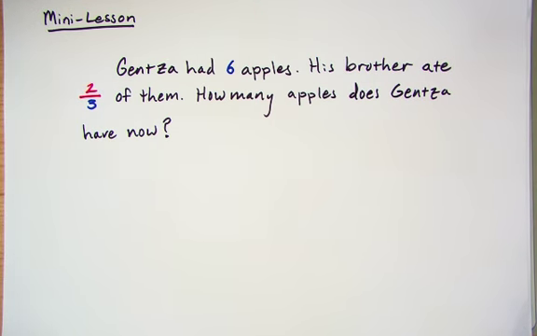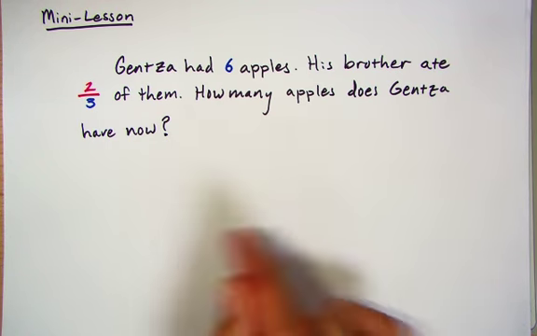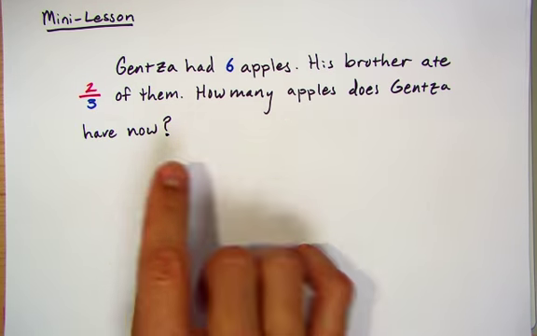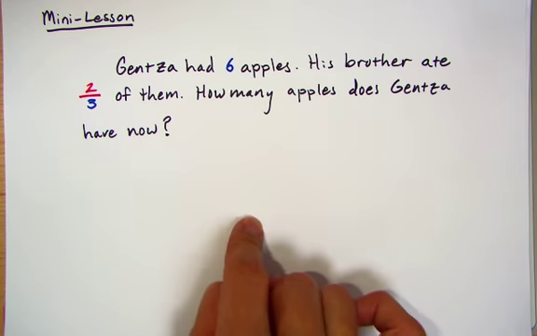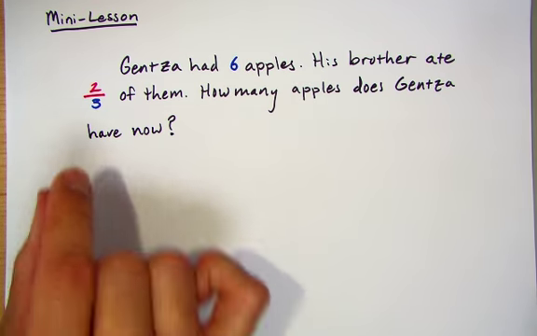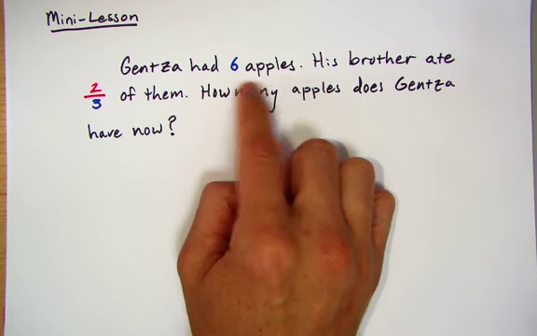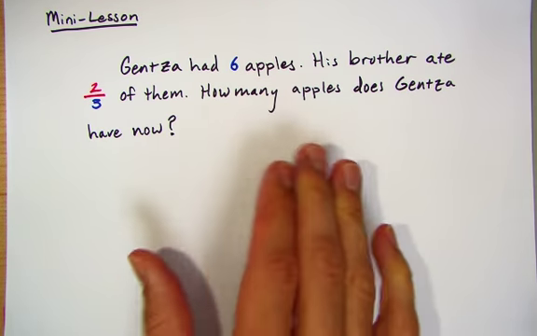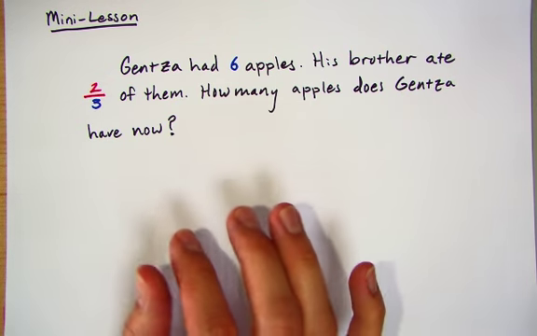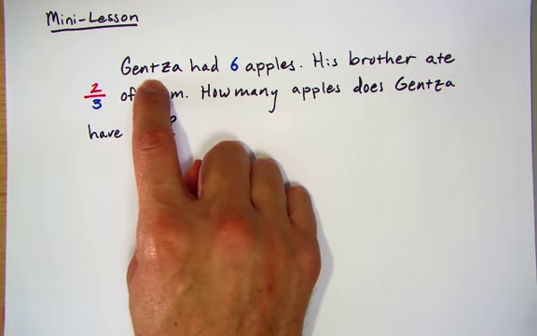Hello, third graders. This mini lesson is also about equivalent fractions. In the previous mini lesson, we talked about the regrouping strategy. Now, I'm going to use the regrouping strategy again, but this time I'm going to show you how I can find an equivalent fraction for this using 6 apples. In the previous mini lesson, I didn't do that. So, let's go ahead and go over the story problem.